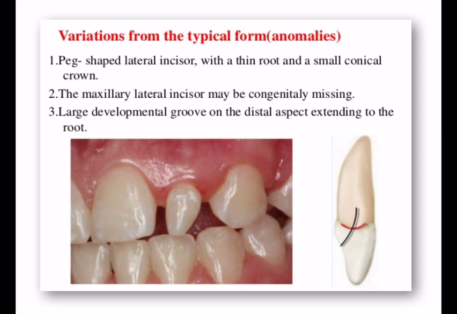Apart from the third molars, the maxillary laterals show the variations much more. So peg shaped lateral and congenitally missing, and the third one is a developmental groove on the distal aspect extending onto the root. That is also called the palatogingival groove. So palatogingival groove, congenitally missing and peg shaped laterals are the variations of the maxillary lateral tooth.